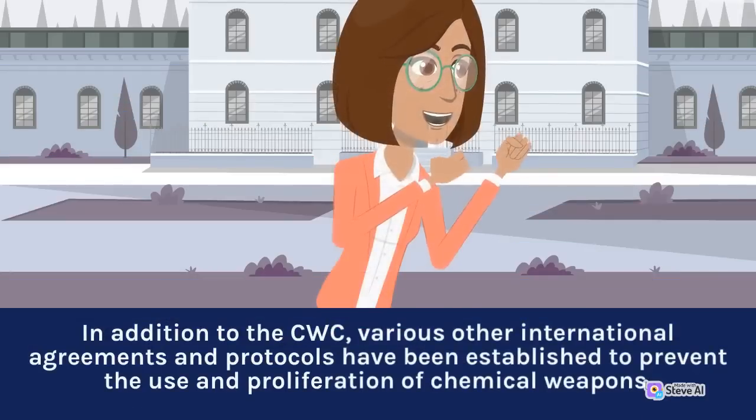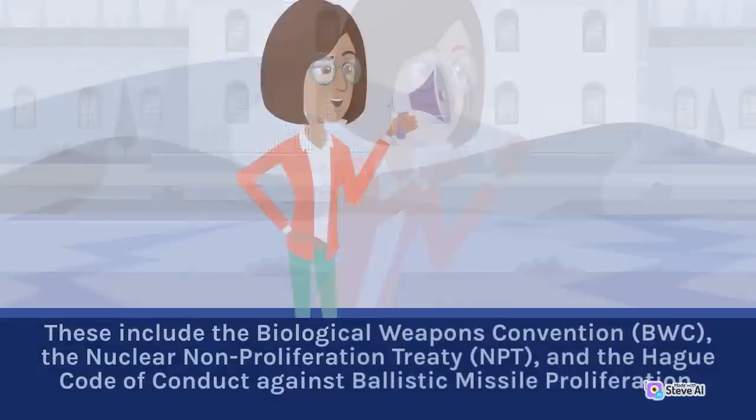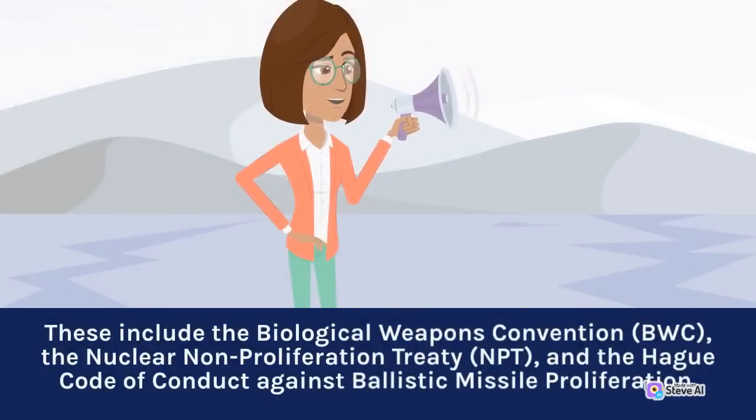In addition to the CWC, various other international agreements and protocols have been established to prevent the use and proliferation of chemical weapons. These include the Biological Weapons Convention, BWC, the Nuclear Nonproliferation Treaty, NPT, and the Hague Code of Conduct Against Ballistic Missile Proliferation.